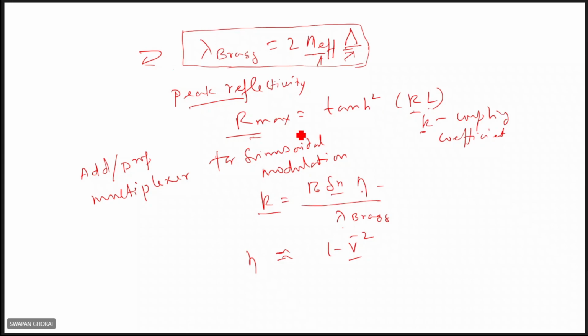Our coefficient K depends on the increase in refractive index, the Bragg wavelength, and also the fraction of power that is remaining in the core, where eta approximately can be written as 1 minus V to the power minus 2. So these are the important parameters while dealing with the fiber Bragg grating.